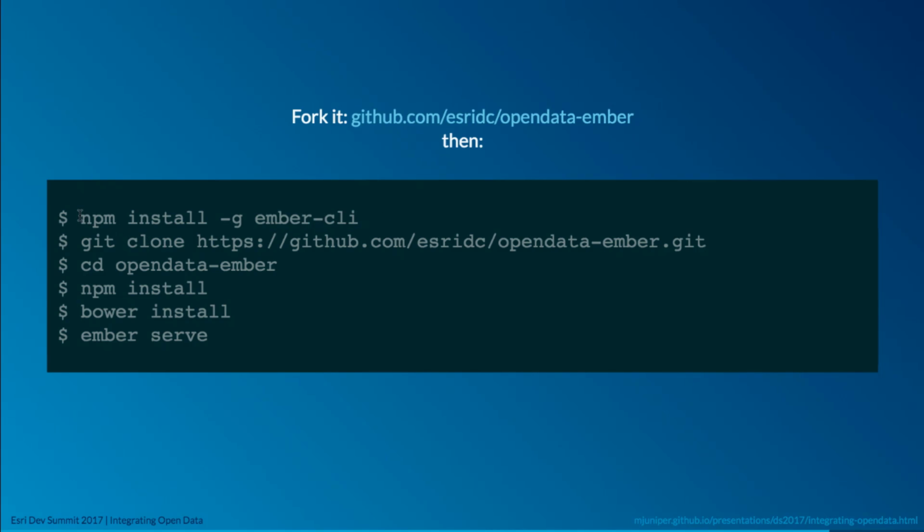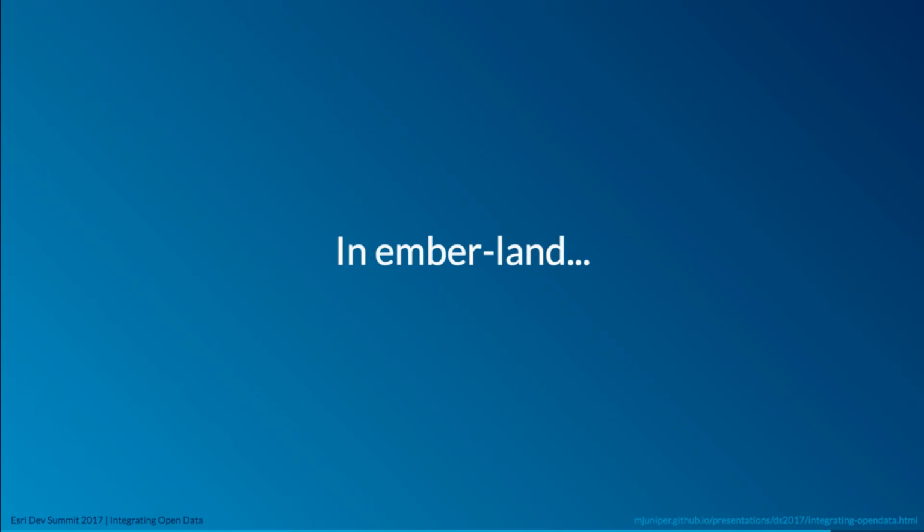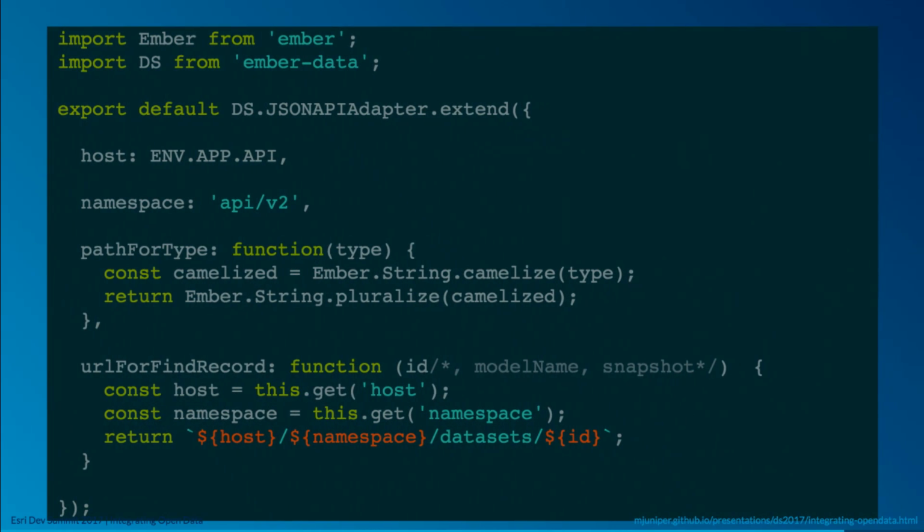So you'd want to install that globally with npm, then clone it, install your dependencies, and run Ember serve. And now it's running on your machine, and you could extend it, customize it for your needs. And the data access stuff, to get Ember to talk to the Open Data API, is conceptually at least similar to what we did in Backbone. Ember Data is a data abstraction for Ember.